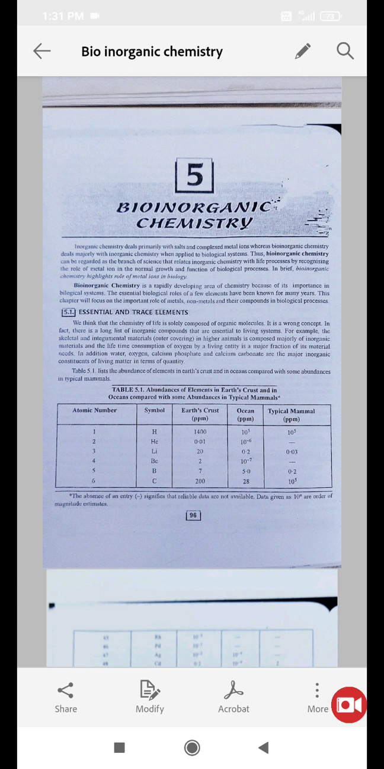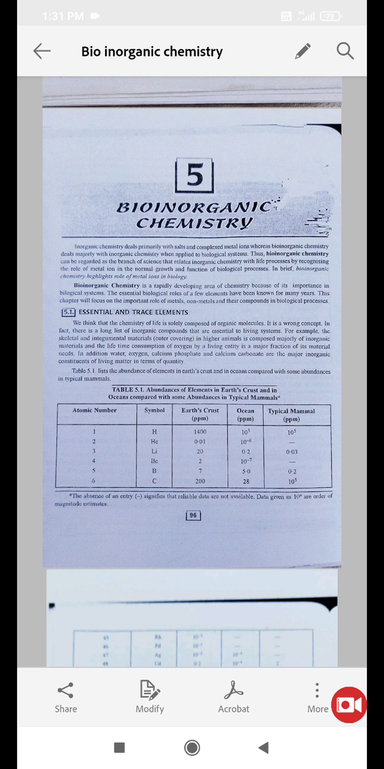Bioinorganic chemistry is a rapidly developing area of chemistry because of its importance in biological systems. The essential bioinorganic role of some elements has been known for many years. This chapter will focus on the important role of metals, non-metals, and their compounds in biological systems. Progress, essential and trace elements.